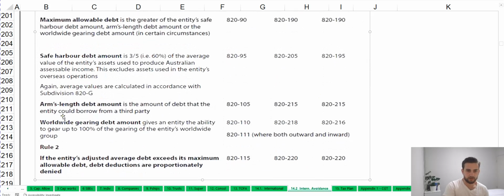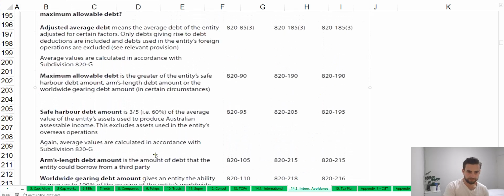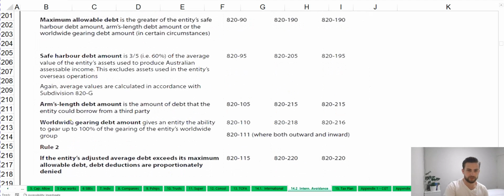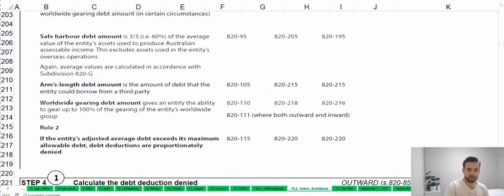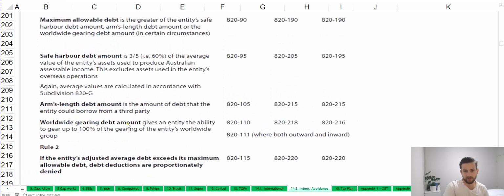Then you take the arm's length debt amount, the amount of debt that the entity could borrow from a third party. So you go to the bank, what's the maximum borrowing capacity of that entity? There's the section reference. Then finally, worldwide gearing debt amount gives an entity the ability to gear up to 100% of the gearing of the entity's worldwide group. So you've got to take into account your related entities and say, what's your 100% gearing of that amount? So you calculate what these three numbers are.